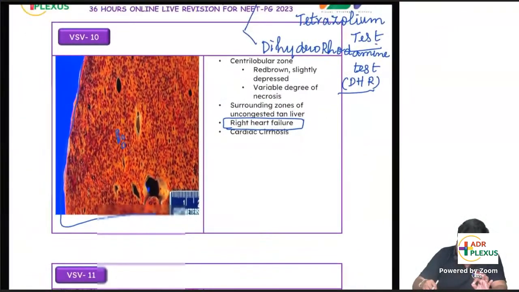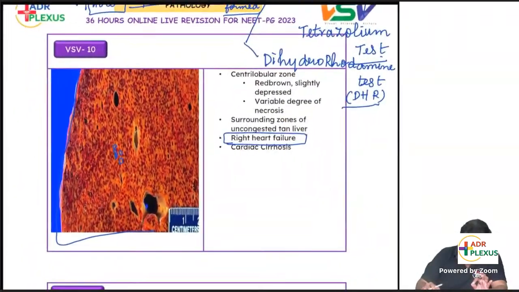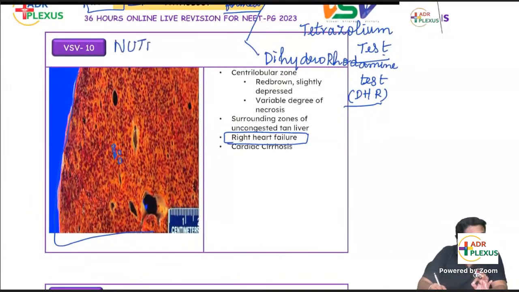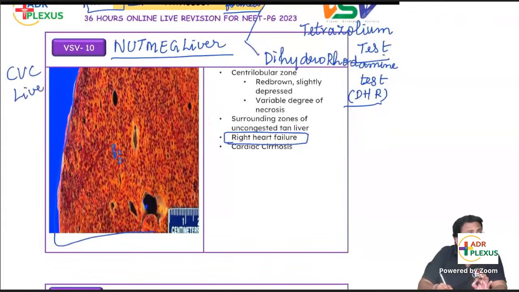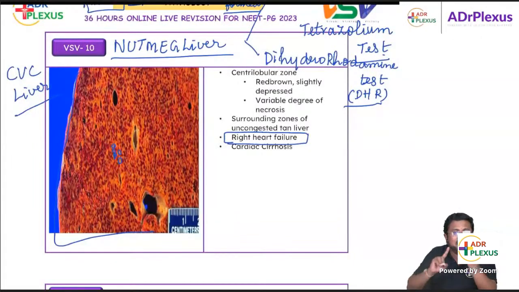So this kind of appearance of the liver is called the nutmeg liver. Very good. Otherwise called CVC liver. So please remember, CVC liver occurs in case of right heart failure. CVC liver, CVC spleen, and venous congestion of the systemic organs occurs in right heart failure. CVC lung alone occurs in left heart failure.